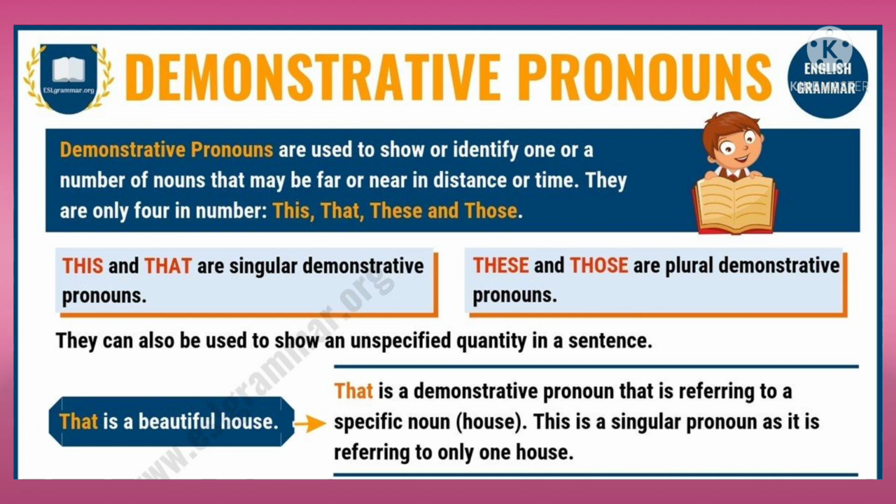Demonstrative pronouns. Words such as this, that, these and those. This, that are singular. These, those are plural, and are used to point to people or objects. When we use them to point to people or objects, these are called demonstrative pronouns.